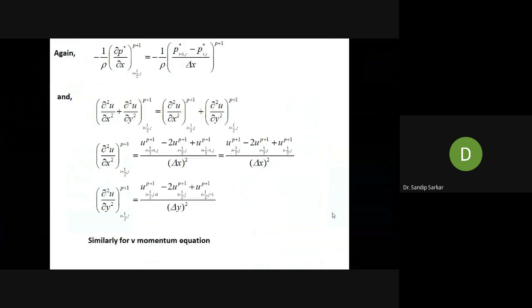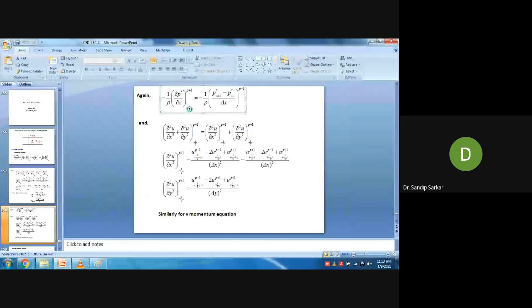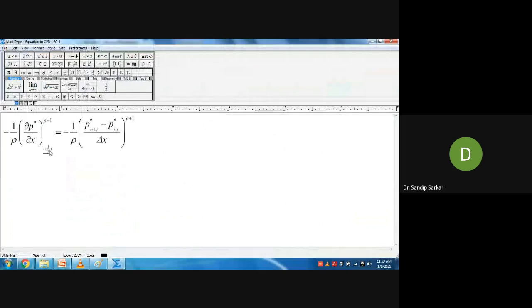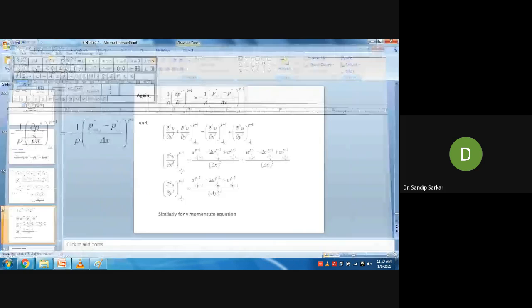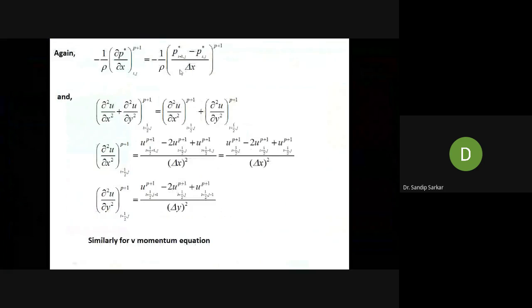Now the pressure will be at the i j point. There is a mistake here. It should be at the i j point, not at the i plus half j point. Pressure has to be calculated at the i j point. So that is del p star by del x.